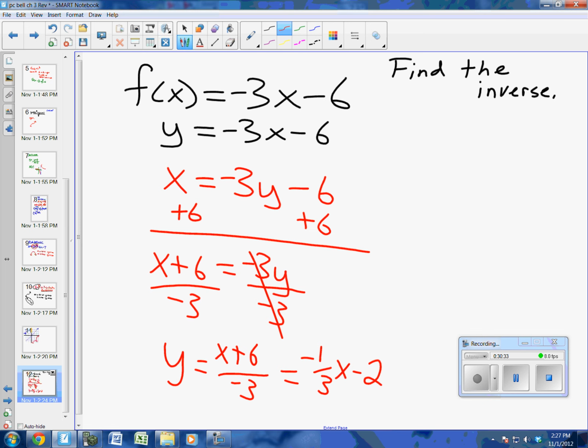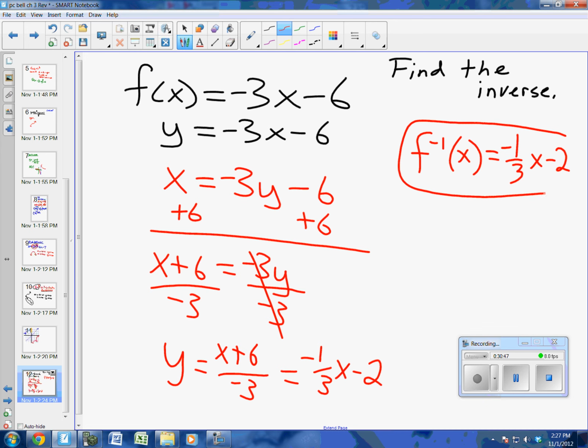The only thing I'd like you to do different at the end is to write it in inverse notation using the f inverse of x symbol, and write negative 1/3 x minus 2, or the other one, x plus 6 divided by negative 3. And you can write it like that.